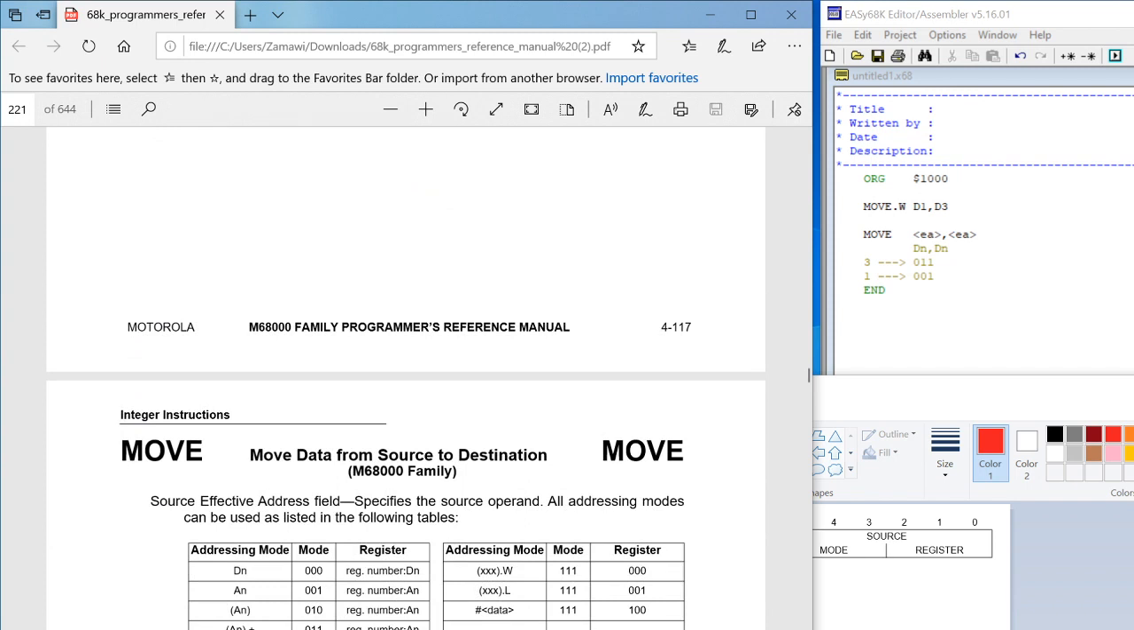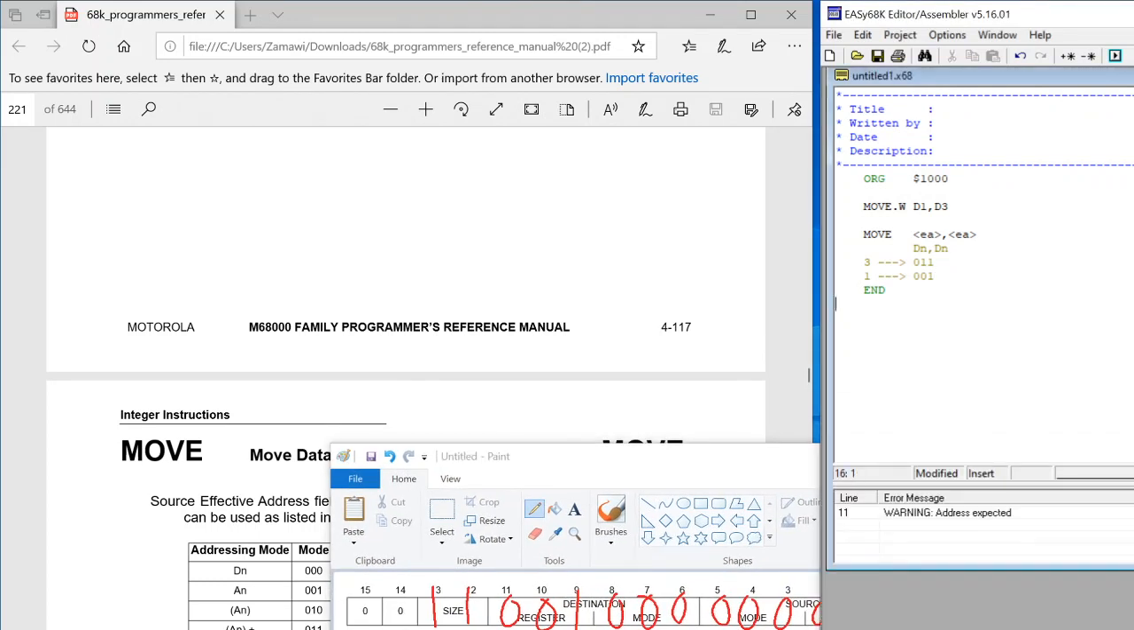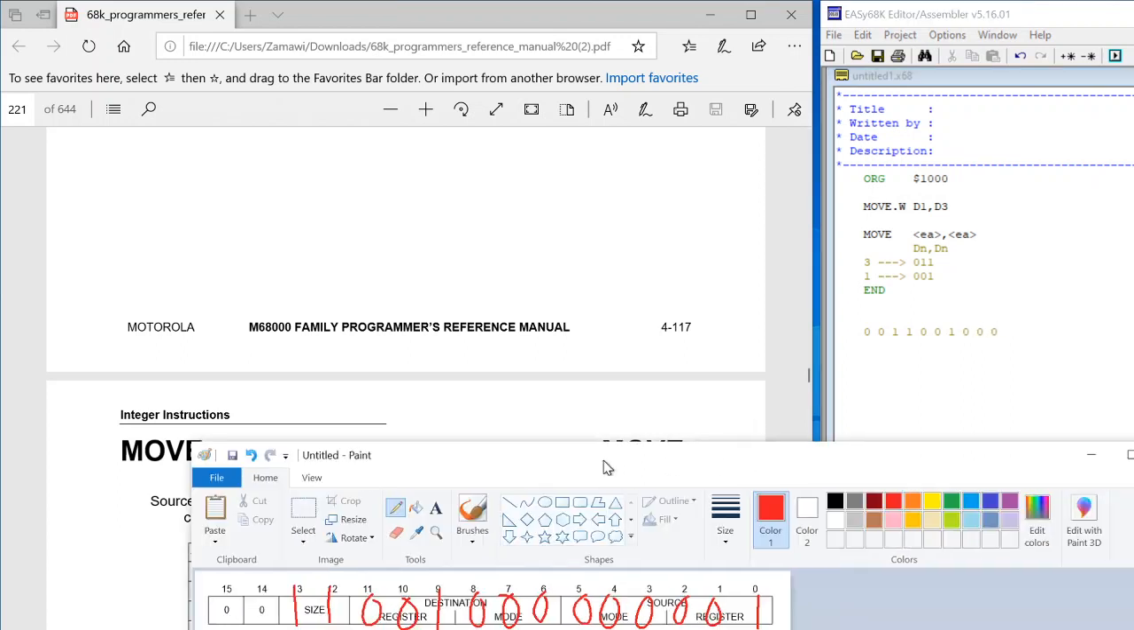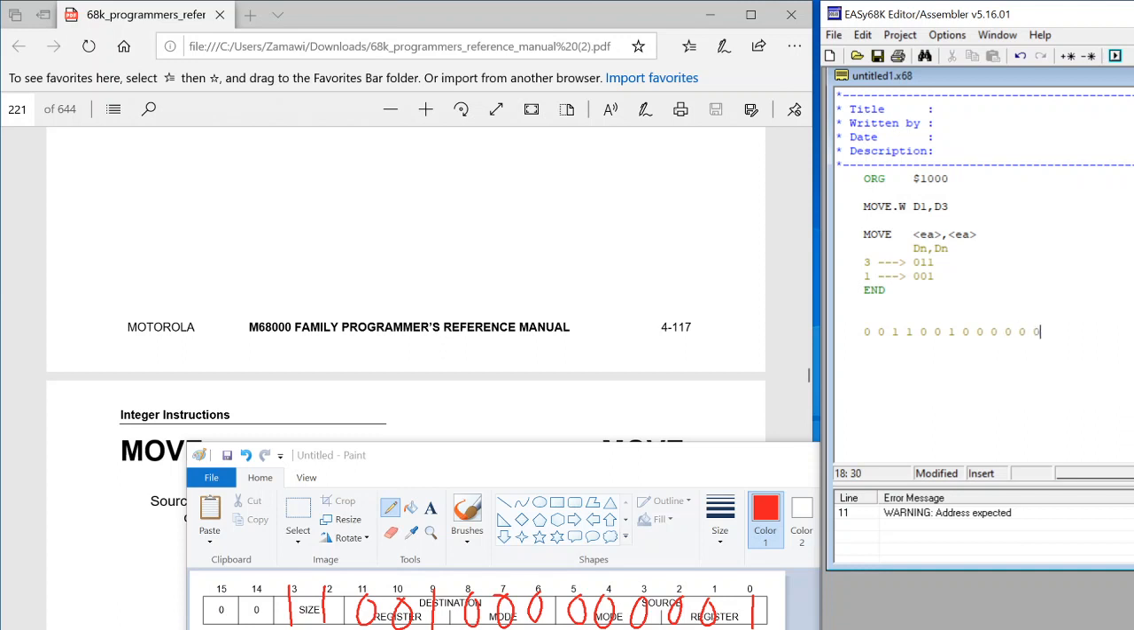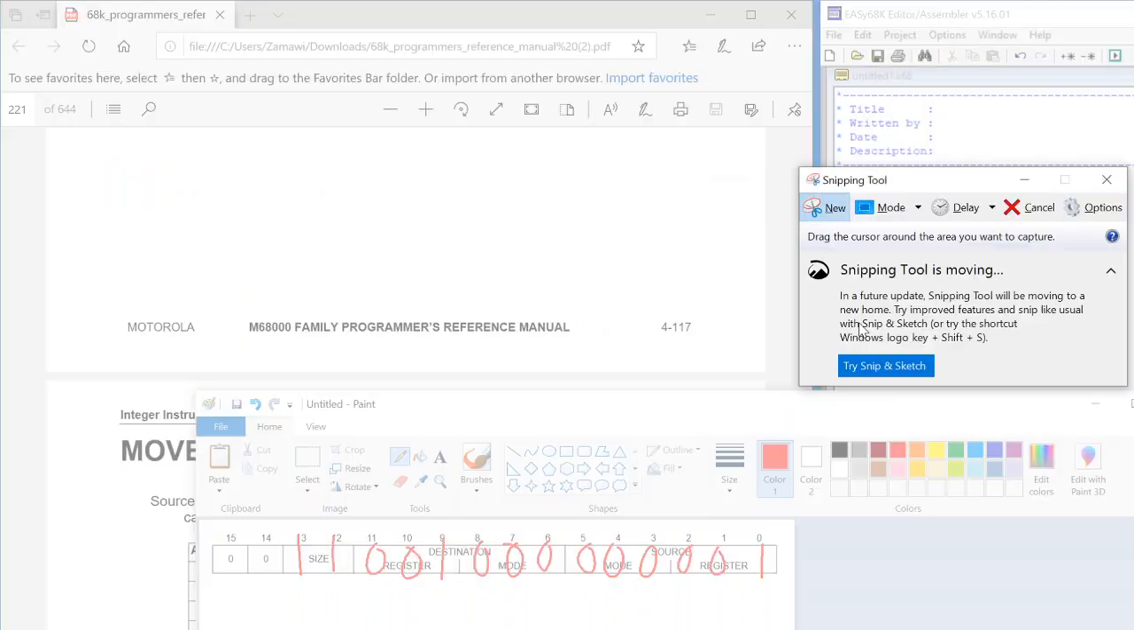Source mode is 0, 0, 0 also, and the register is register number 1 here, right? So register number 1 means 0, 0, 1. If you write down everything first, again, the number will be like this: 0, 0, 1, 1, 0, 0, 1, 0, 0, 0, 0, 0, 0, and 0, 0, 1. So this is the full number. Then you complete the binary numbers.